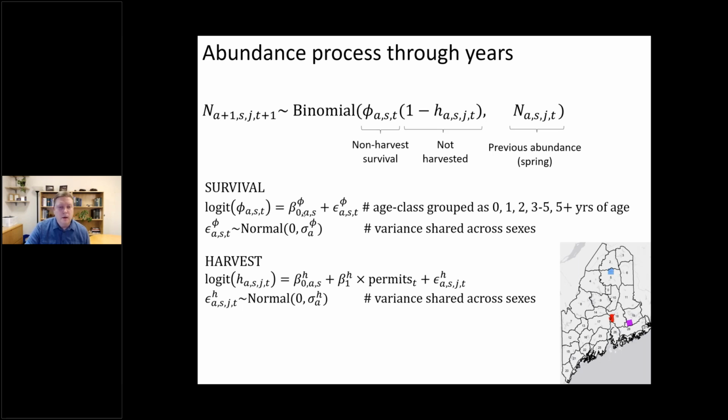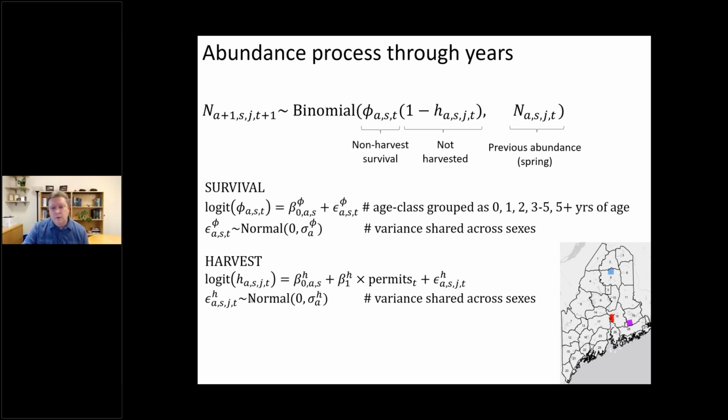And again, we allowed a random effect for each age class, sex, and year, where we shared variances across sexes across years. We also then modeled harvest as an effect of age class and sex again, with again a normally distributed random error with the variance shared across sexes.